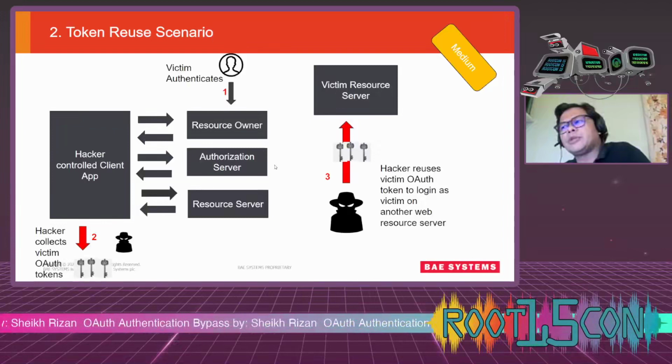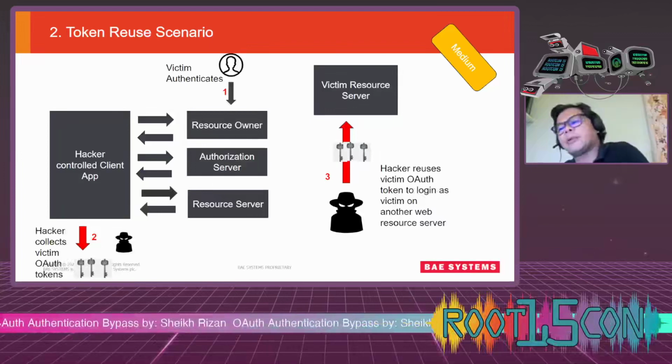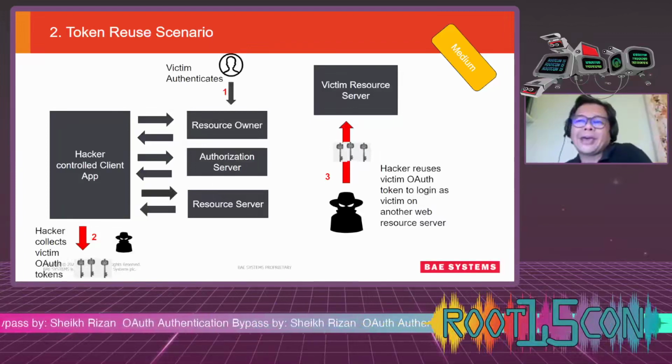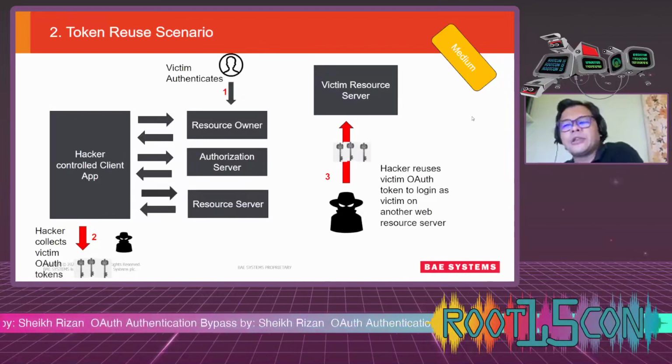So for example, if you like to go to O'Reilly.com, you like to log in using OAuth, and O'Reilly.com happened to be a compromised website owned by a hacker. He would just happily collect all the access tokens that get passed from the victim into his tiny little database. And as long as that key is valid, he will be able to reuse that key on another resource server, in this case, abc.com.